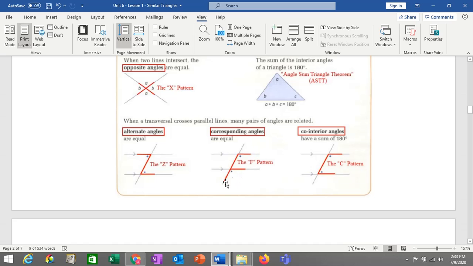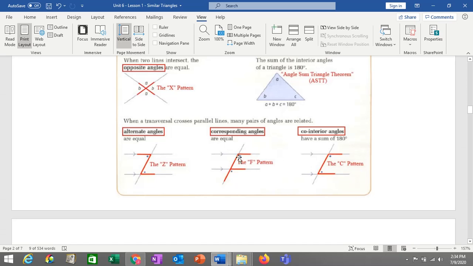In addition, we have the F pattern, where this angle and this angle are identical. Again, lines need to be parallel. In addition to that, we also have the angle on the top here and the angle in the middle there. Those 2 angles are identical as well. So you can have an upside down F and use the same property.